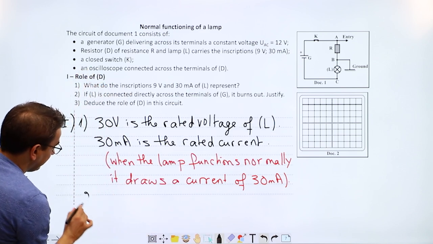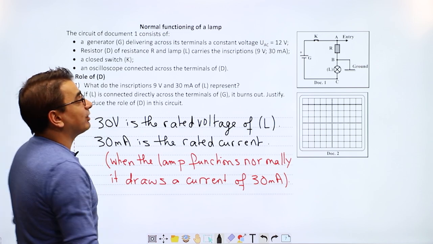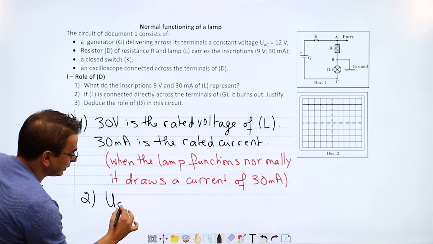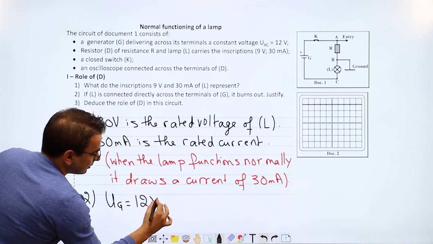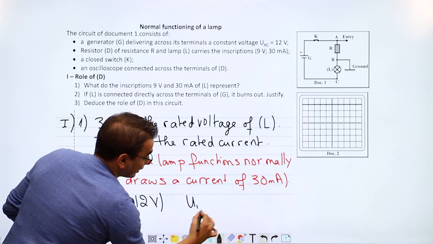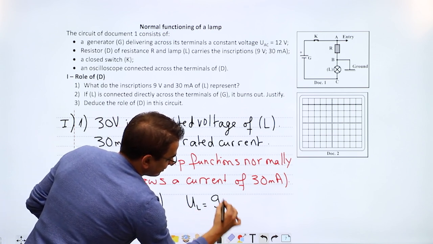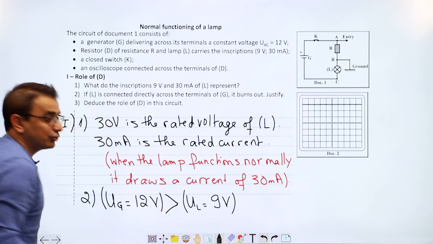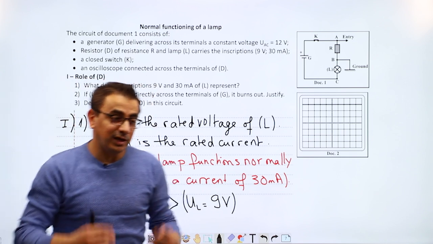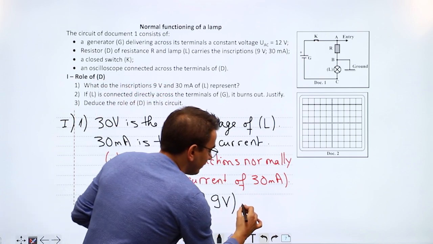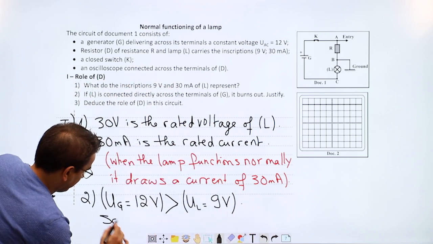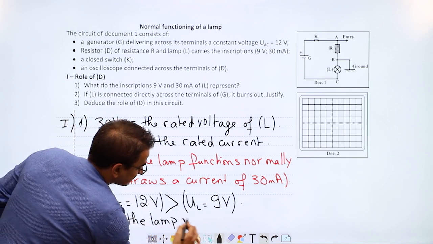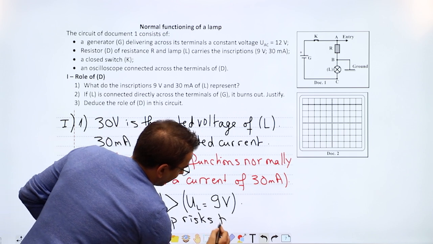Part 2. If the lamp is connected directly across the terminals of G, it burns out. Justify. So voltage of the generator is 12 volts. Voltage of the lamp rated is 9 volts. So voltage of the generator is greater than the voltage of the lamp. So there is a risk of burning out. You are giving it more voltage than it needs. So the lamp risks burning out. Okay?